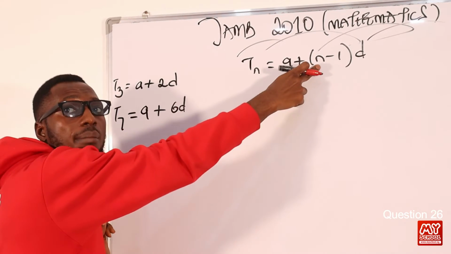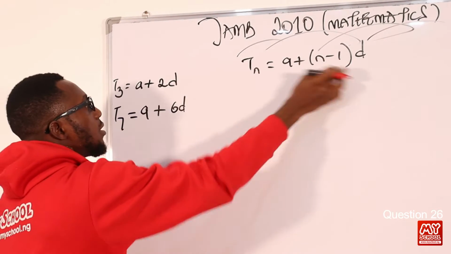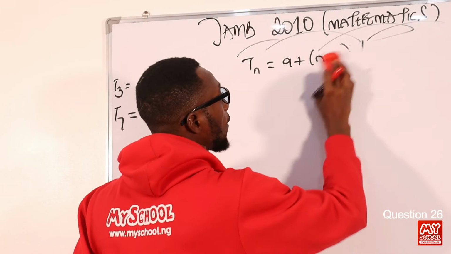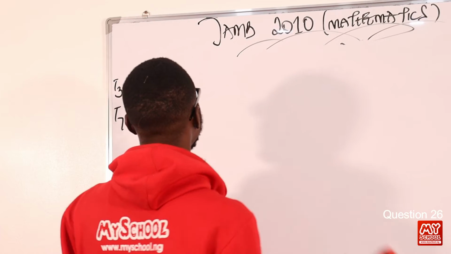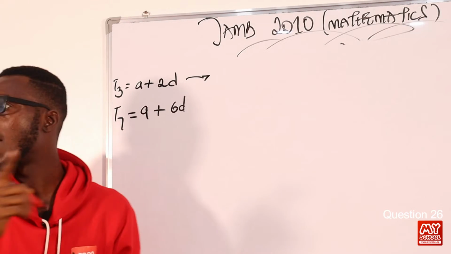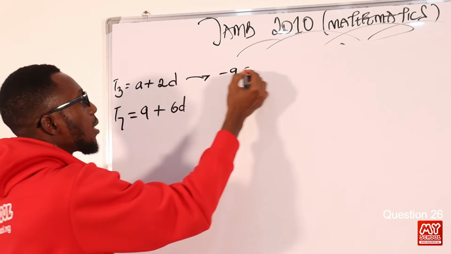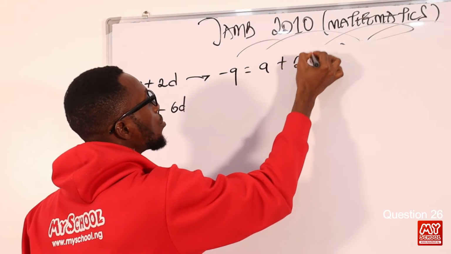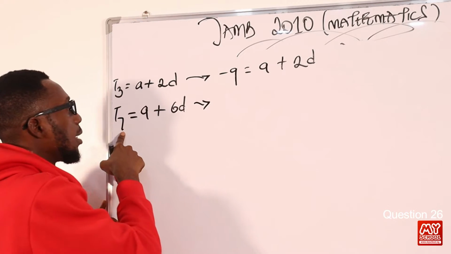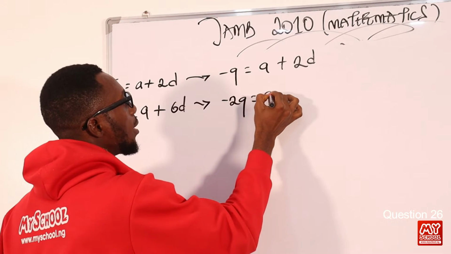So if the term we are working on is the third term, that is 3 minus 1, that is 2 times D, 2D. Do we see that? So that's why we have this expression here. So now let's fix in the available values. So right here, I'm going to have the third term is given as -9. So that is -9 equals, the first term is unknown, plus 2D. The common difference is unknown as well. Then we have this. The 7th term is given as -29 equals this.